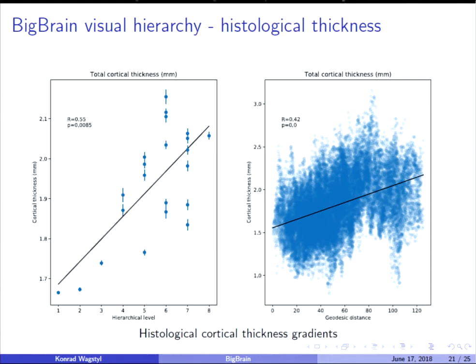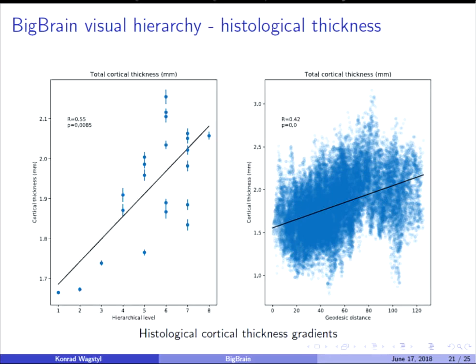So this is not a myelin artifact we were measuring. It's a histological thickness gradient. If you measure it both in terms of the visual hierarchy, or if you do it in total cortical thickness. If you do it from geodesic distance from V1, this gradient is very much present. What's nice is we can now say which layers are driving this total cortical thickness gradient.